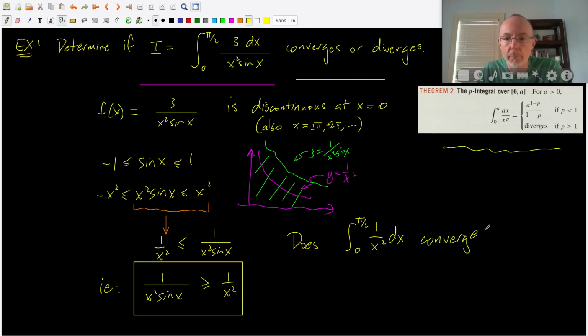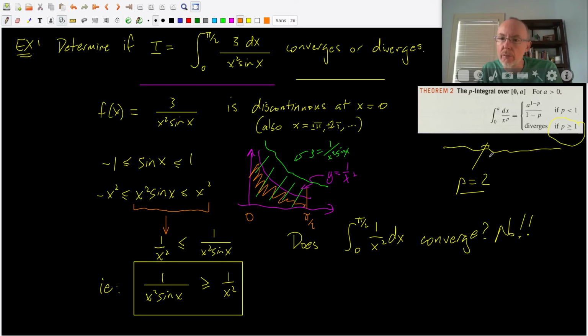Well, look at the theorem. This is one of these p series, or p integrals, with p equals 2. If p is equal to 2, it's bigger than 1. So it diverges. So what that means is, intuitively, looking at the picture, that orange area is infinite. Right? I'm integrating from 0 to pi over 2 in this nice way, taking the limit, and I'm getting an infinite result. Right? In this case, p is 2, a is pi over 2.